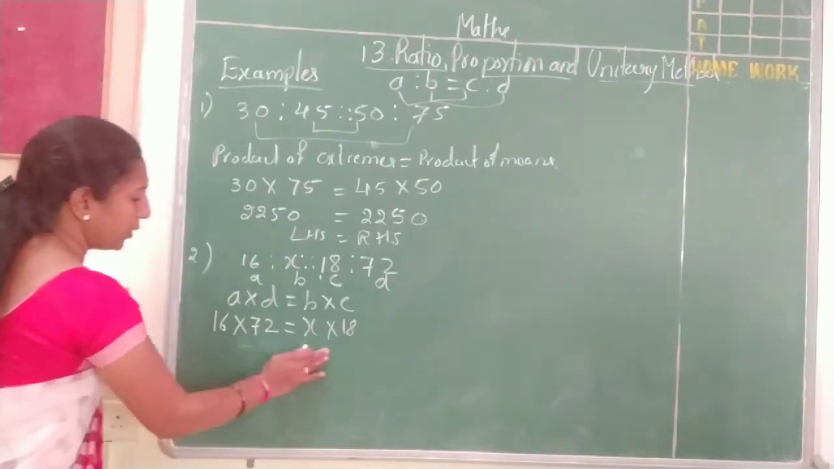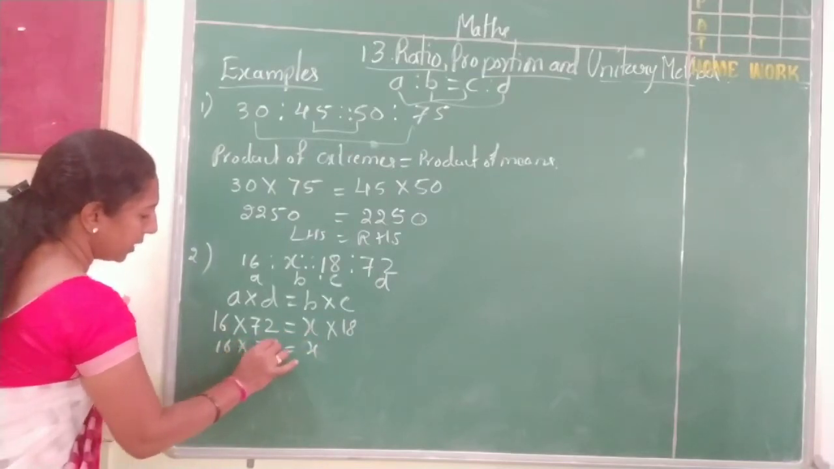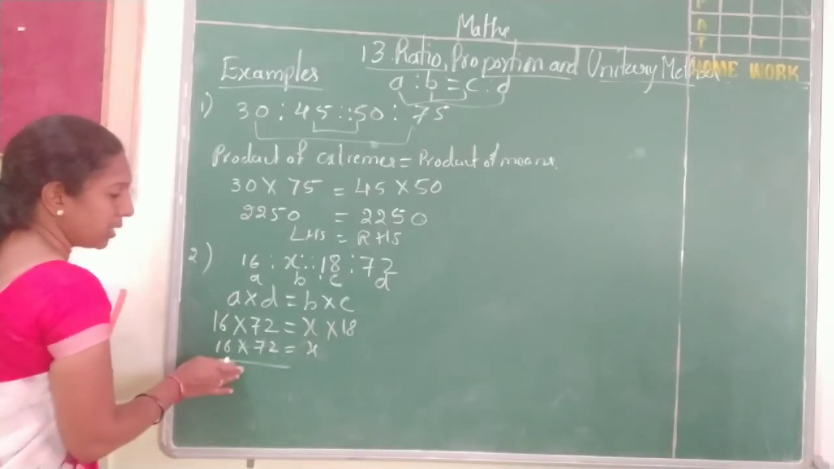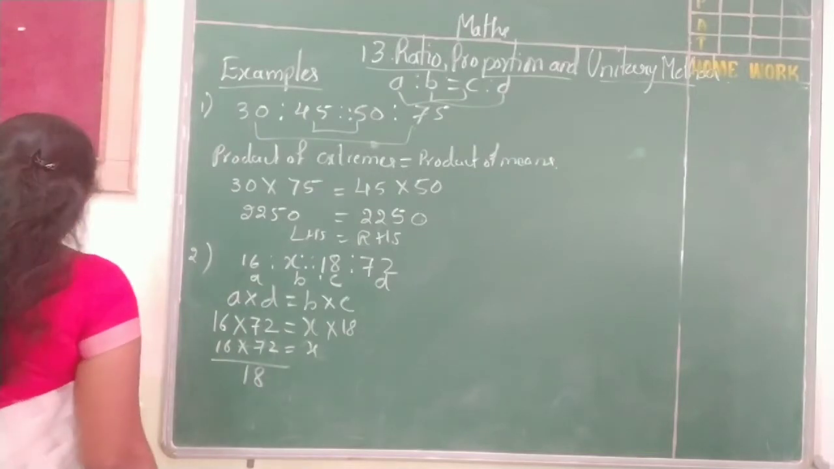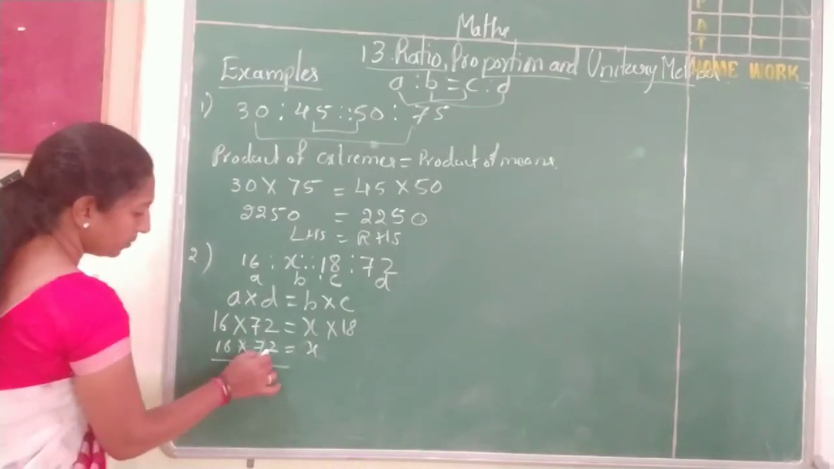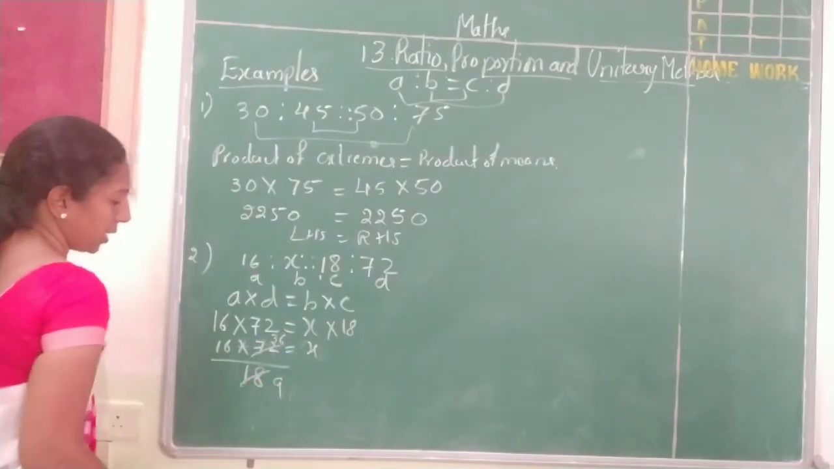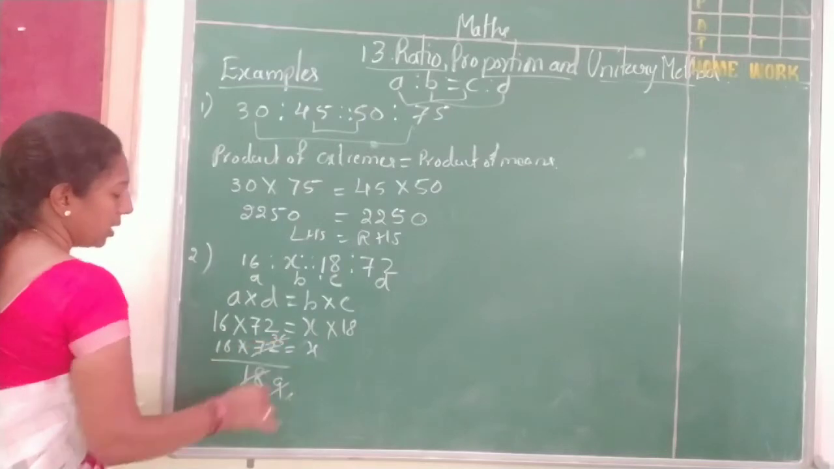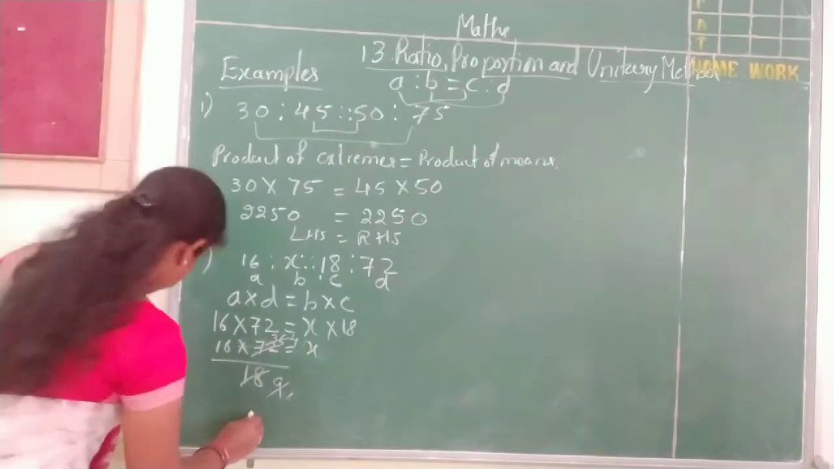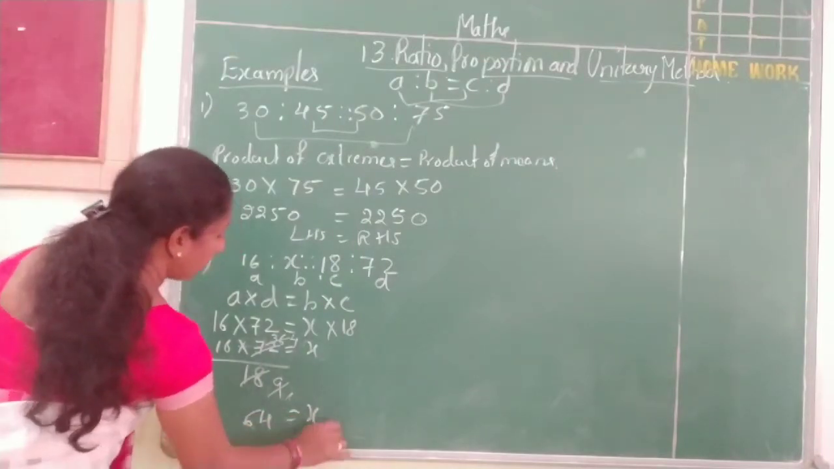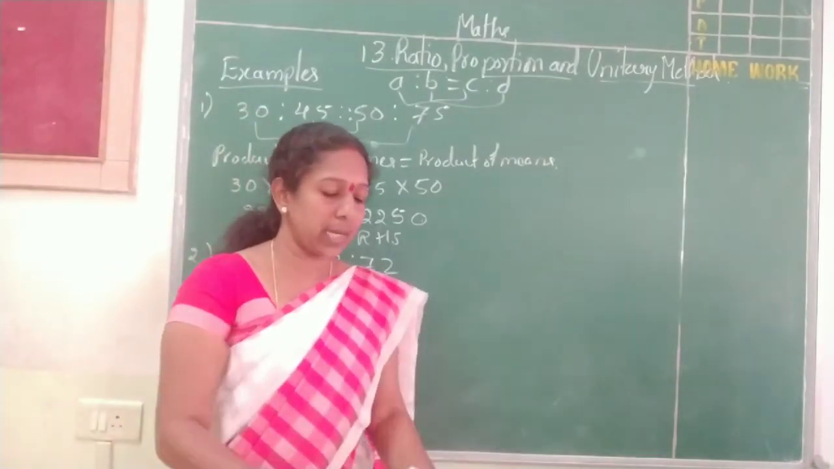So now we have to multiply. So x equals 16 into 72 divided by 18. If the 18 comes here, it will come in the denominator. Okay, so now we can do the cancellation. 18 twos are 36... 9 twos are 18, and then 9 fours are 36. So 16 fours are 64 is the value of x. So this is how we have to find it. Okay, now let us go to the next problem.